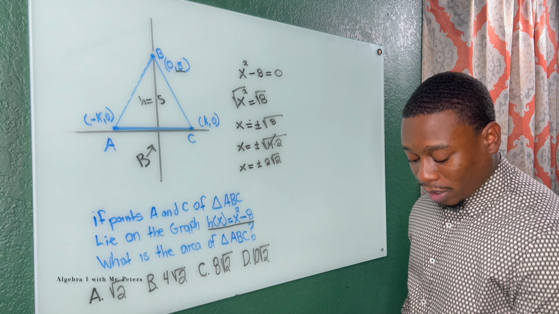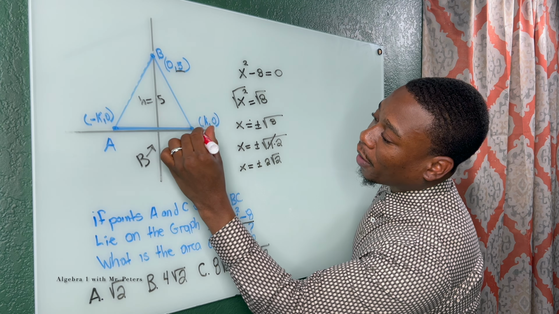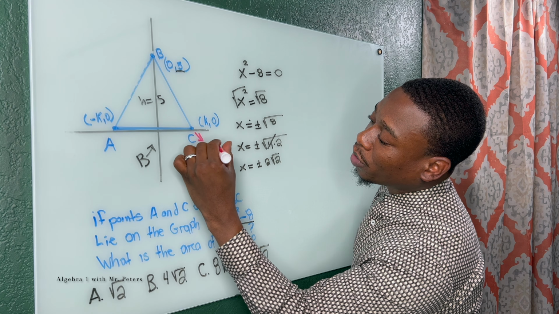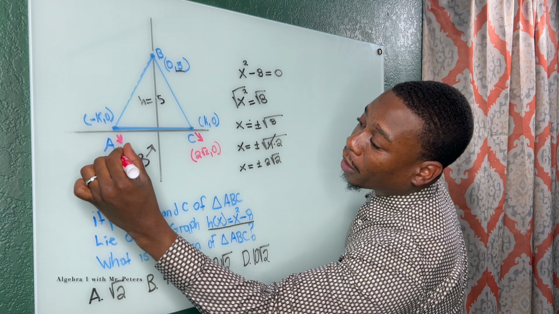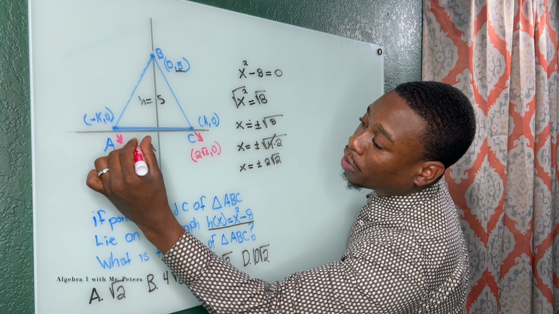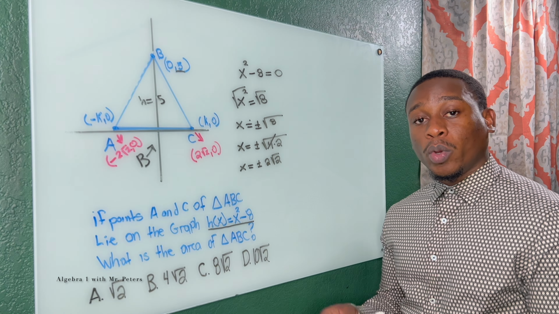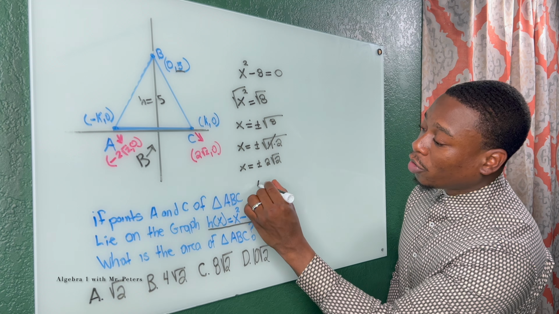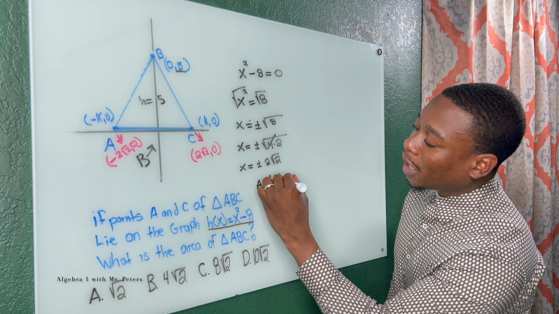So now at this step, we know what our intercepts are, right? This is going to be 2 radical 2, 0. And then on the other side, we're going to have negative 2 radical 2, 0. Now that we understand that, we can use our area formula, right? So, area is equal to half the base times the height.